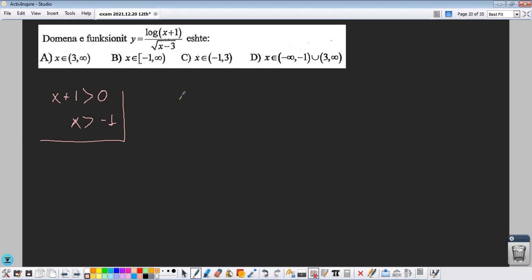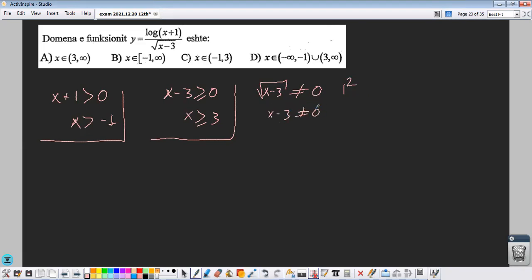Then if you have a square root, x minus 3, the part inside the square root must be bigger than or equal to 0. So in here you get x is bigger than or equal to 3. And if you have a rational expression anywhere, the denominator x minus 3 can never be 0. Take the square of both sides: x minus 3 can never be 0, x can never be 3.